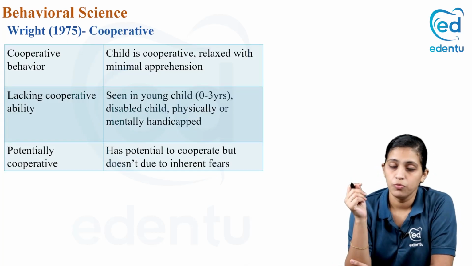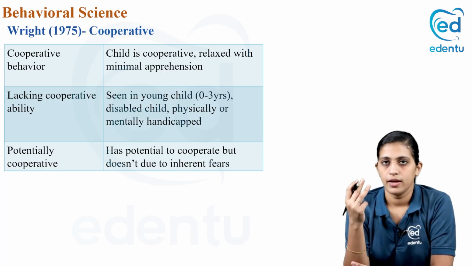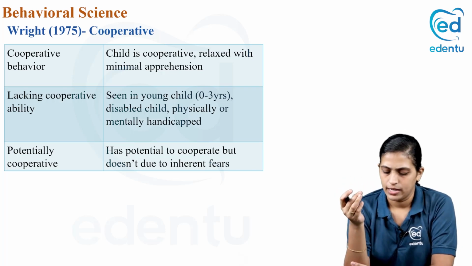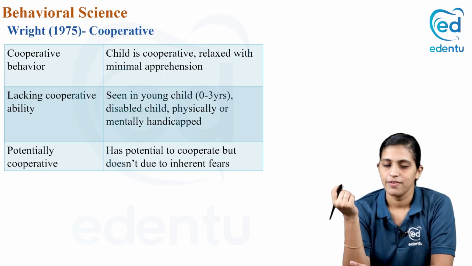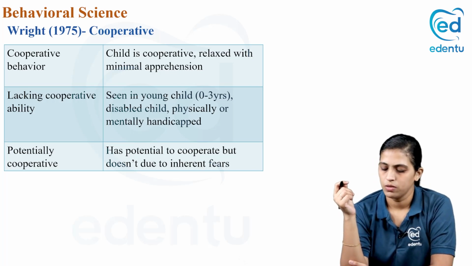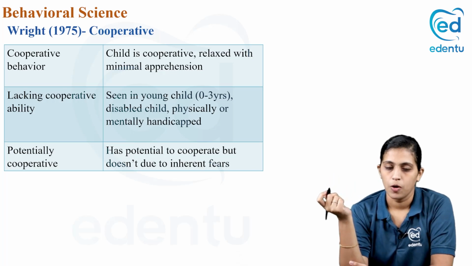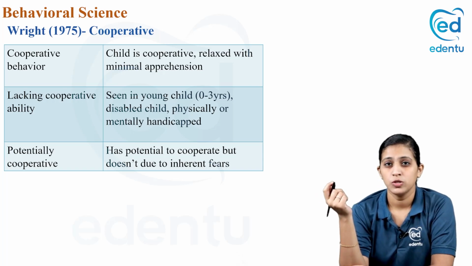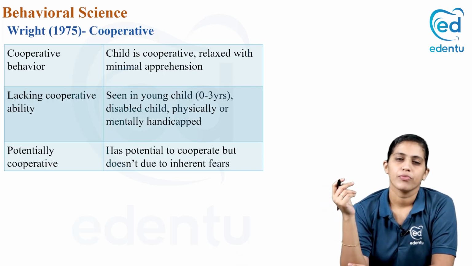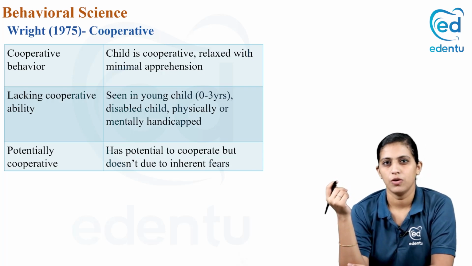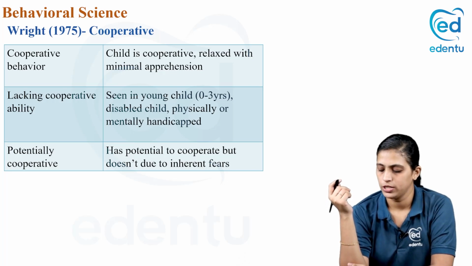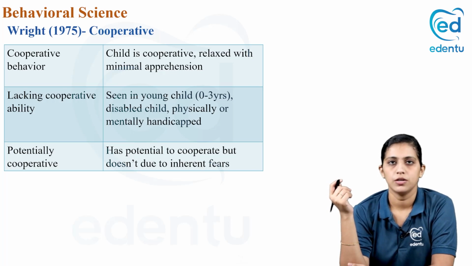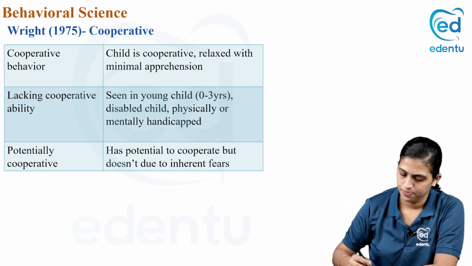So, moving to the cooperative type of behavior. There are three types. There is the cooperative behavior, lacking cooperative ability, and third is the potentially cooperative. The first is cooperative behavior, where the child is cooperative and relaxed with minimal apprehension. Next is lacking cooperative ability. This is usually seen in children between 0 to 3 years who are too young to cooperate, or the disabled child, physically or mentally handicapped children. Now, the potentially cooperative has a potential to cooperate, but doesn't do so due to inherent fears.